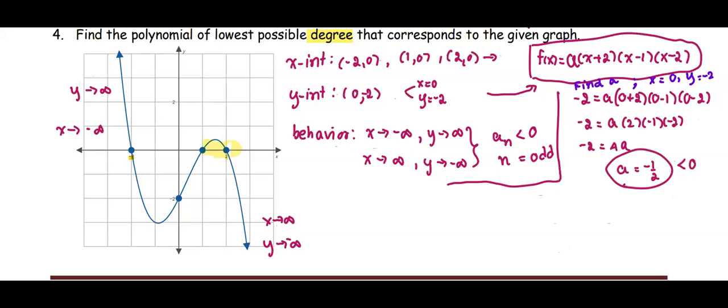Now we put it all together, so then we wrap it up as the polynomial of the lowest possible degree in this form: f of x equals -1/2 times (x plus 2) times (x minus 1) times (x minus 2).